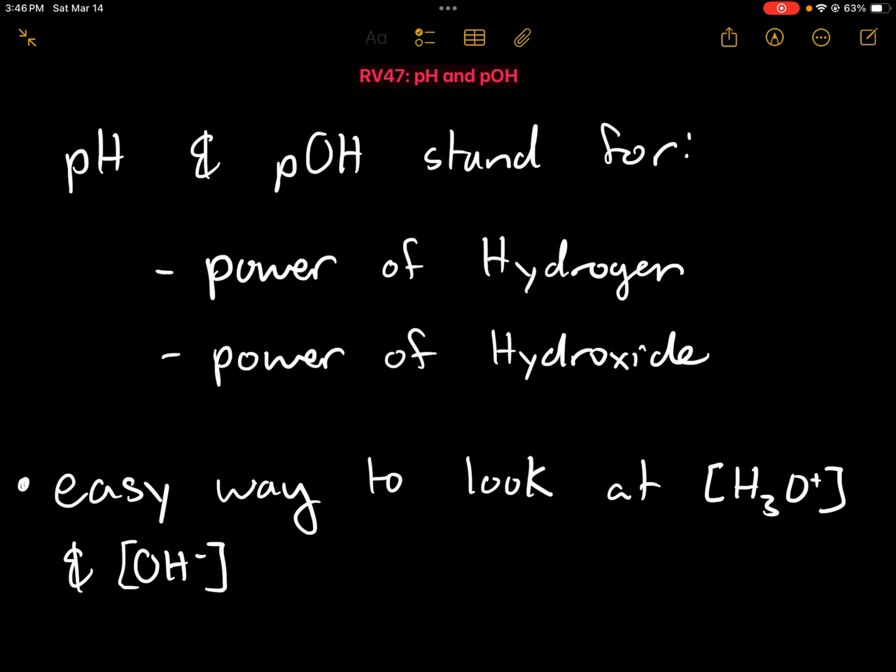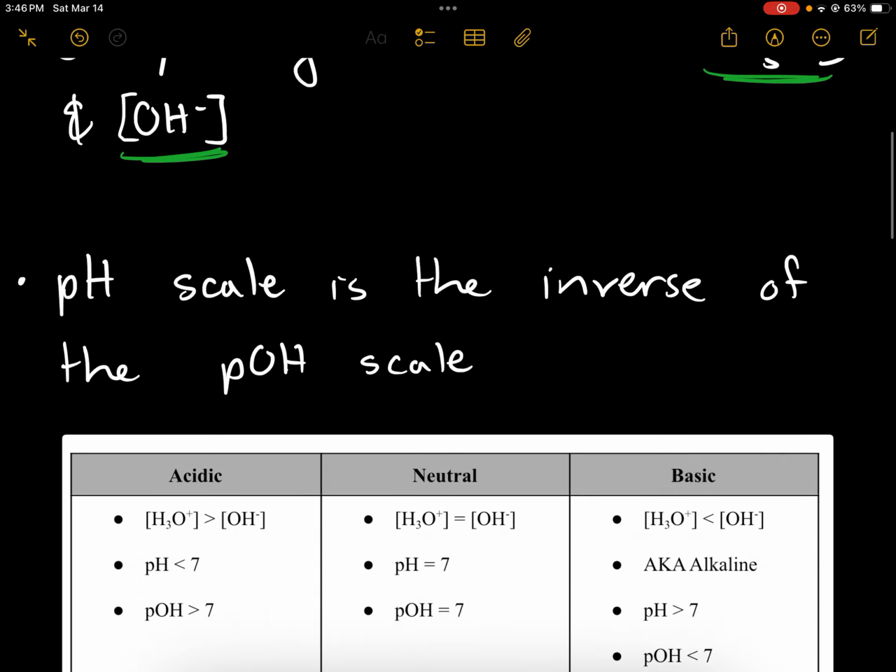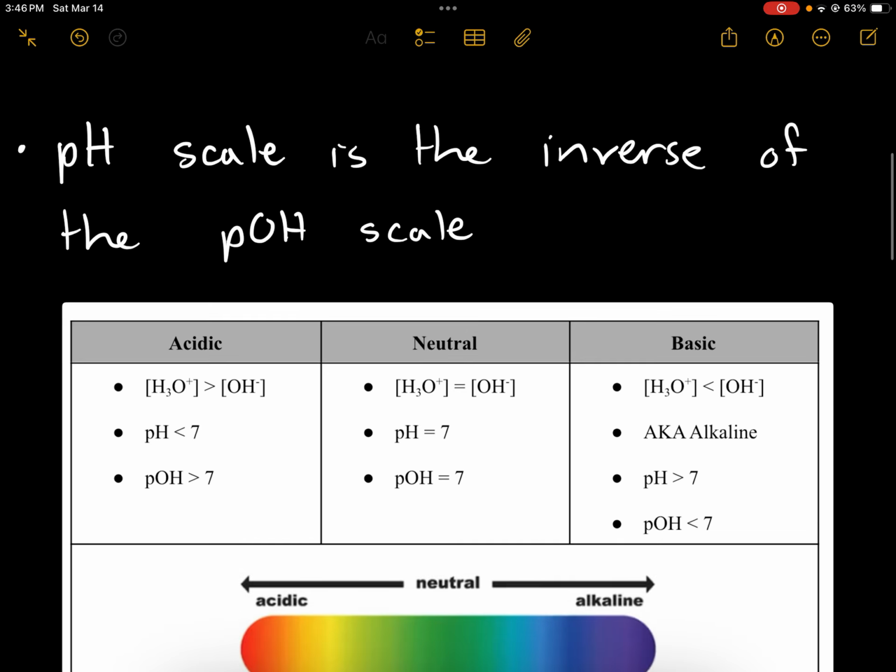But in terms of what they actually mean, the pH and pOH scale are literally just an easy way to look at and conceptualize hydronium and hydroxide concentration with small friendly numbers that don't take a lot of thought to evaluate. One thing that I'd like to point out, though, is that the pH scale and the pOH scale are inverses of one another. And what that means is they are complete opposites.